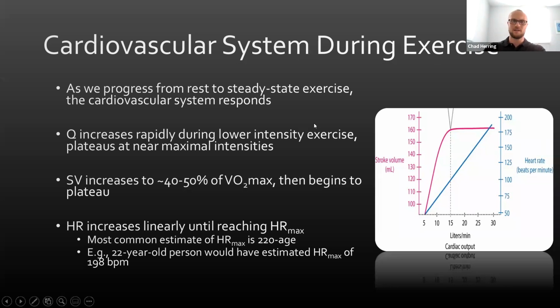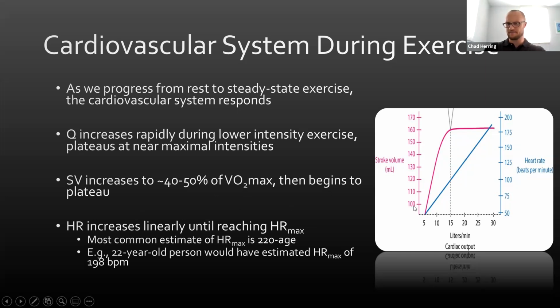So steady state. Okay. As we progress from rest to steady state, our cardiac output increases rapidly. So it increases a lot at first during lower intensity exercise, and then it's going to plateau. And why is that? Because stroke volume is also going to increase, and then it's going to plateau as well. Because stroke volume is one half of the equation of cardiac output, that's why we're going to get that plateau. And then heart rate is going to increase linearly until we reach our max heart rate.